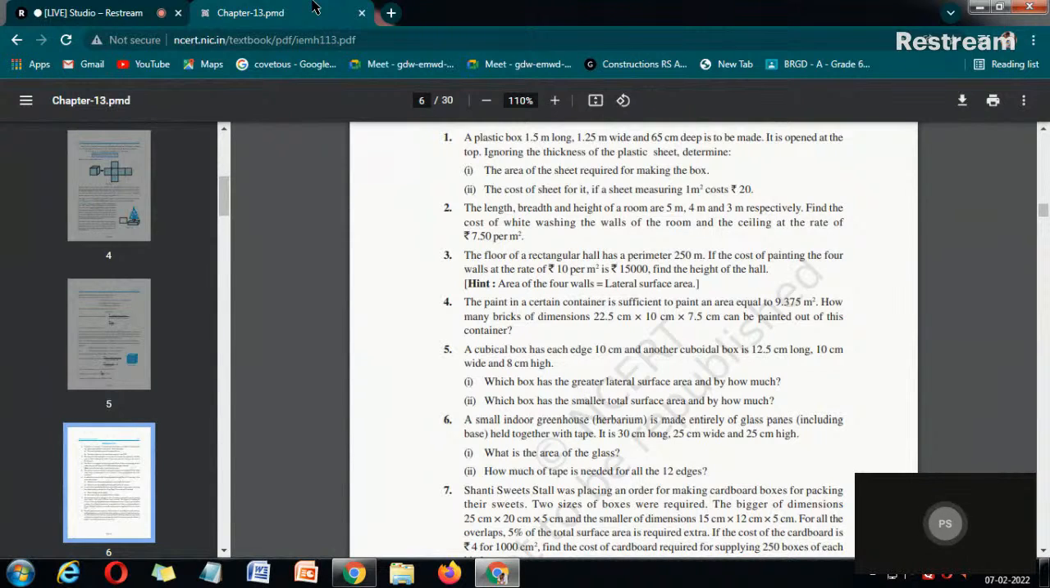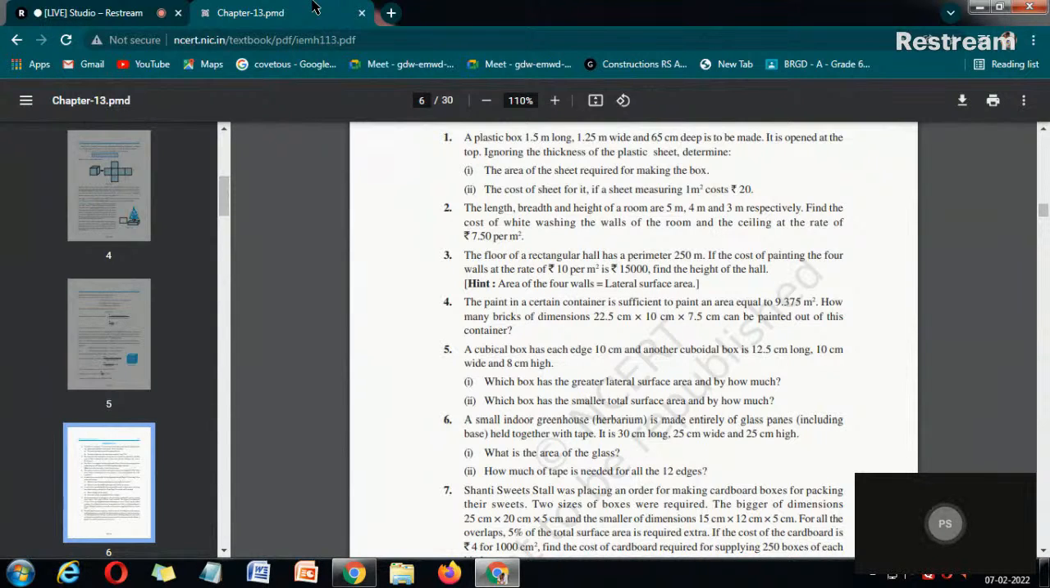L here is 30, plus 4 into 25, plus 4 into 25. Then the answer will be 320 centimeter as your answer. Clear? This is your answer for sixth question. Clear? Going with the seventh question.